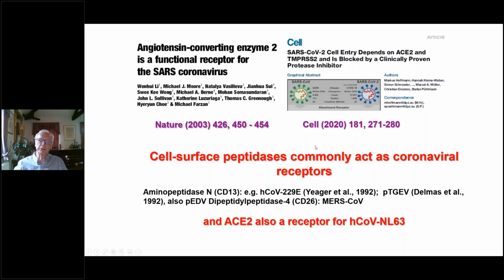But perhaps we shouldn't have been too surprised, because cell surface peptidases commonly act as viral receptors, including coronavirus receptors. So, for example, aminopeptidase N, or CD13, was known almost 20 years ago to be the receptor for the human coronavirus 229E, and also a receptor for two porcine coronaviruses. And dipeptidyl peptidase 4 is the MERS coronavirus receptor. And as it happens, ACE2 is also a receptor for another coronavirus, NL63.